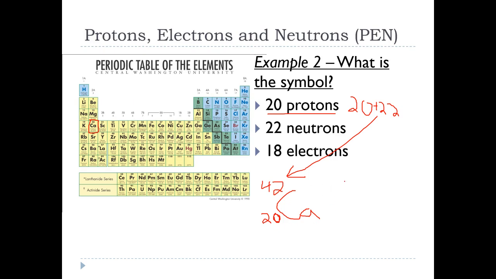Now I'm going to figure out the charge. You remember, charge is protons minus electrons. And I've got 20 protons minus the 18 electrons. In this case, I've got 2 more positives than negatives. So I'm going to end up with a charge of plus 2, or 2 plus. So I'm going to put that there.